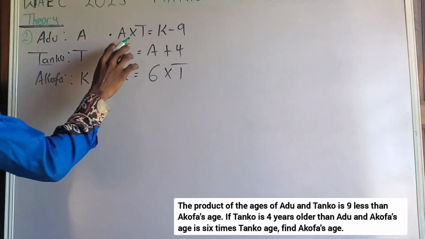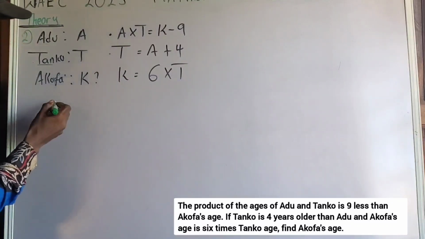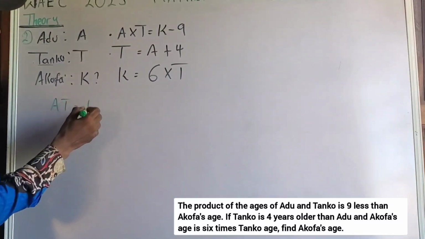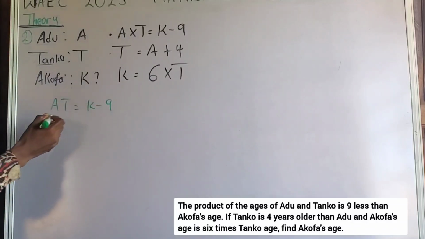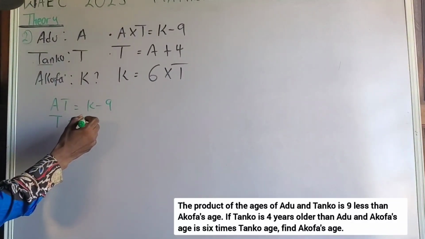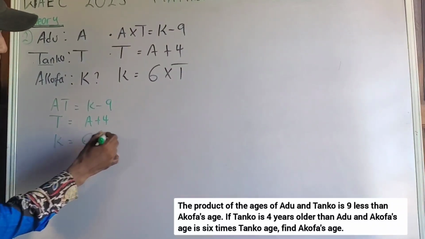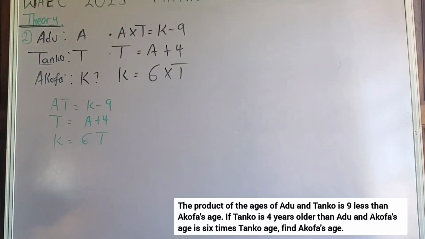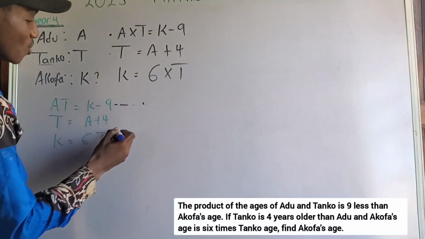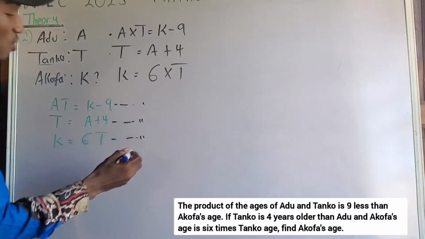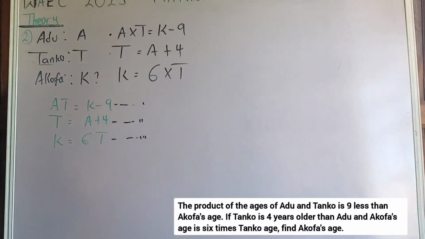A times T is what? AT, right? So AT equals K minus 9, right? Yes. And T equals what? A plus 4. K equals 6T. Okay, so we have these three equations: equation 1, equation 2, and equation 3. Don't forget the goal. The goal is to find Akofa's age. But before we can get Akofa's age, there are some things that I would like you to know.